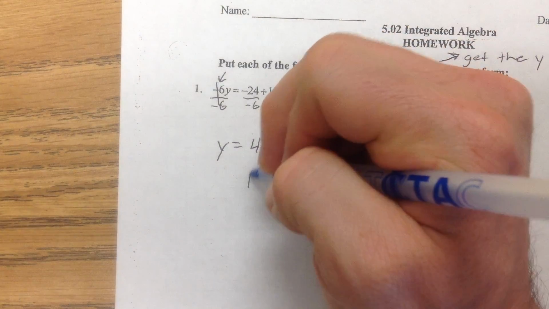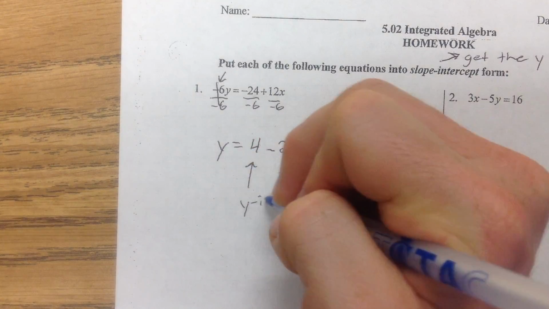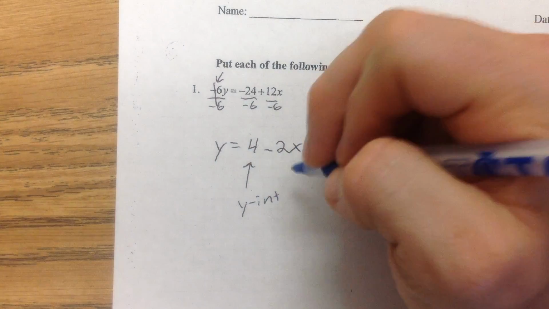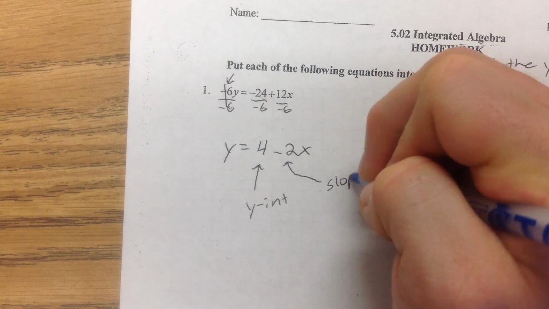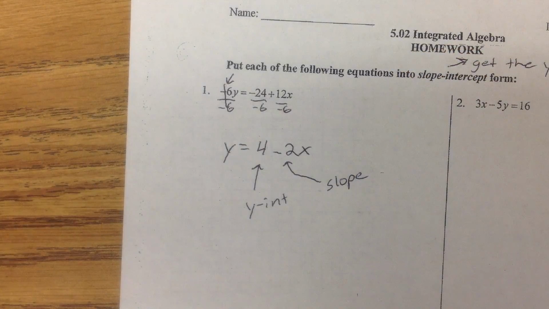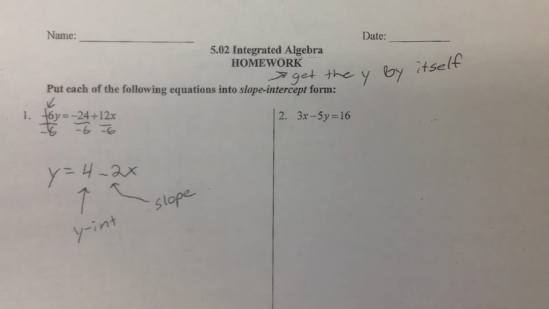Just a reminder that the one without the x is your y-intercept, and then the one with the x is your slope. So in this case, your y-intercept would be 4, your slope would be -2. All right, let's take a look at the second one here.